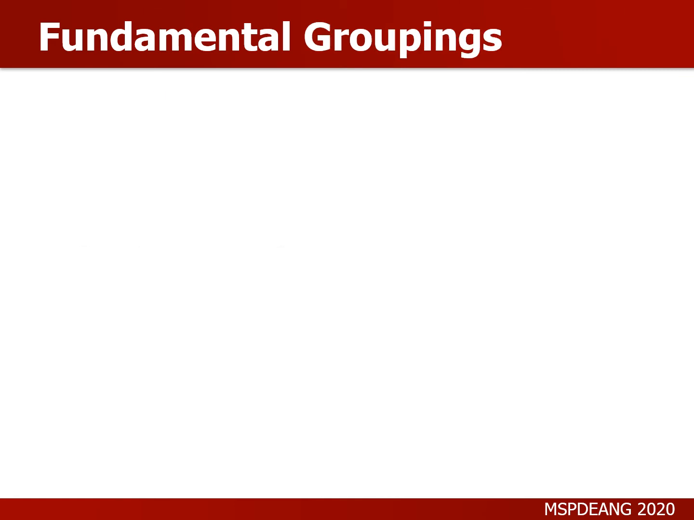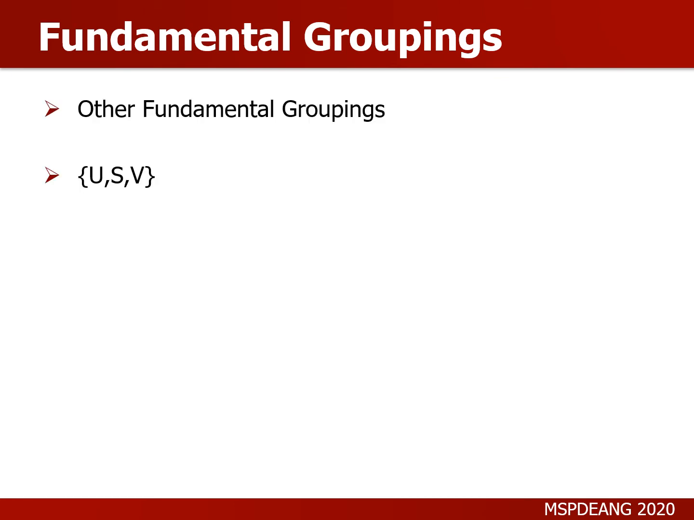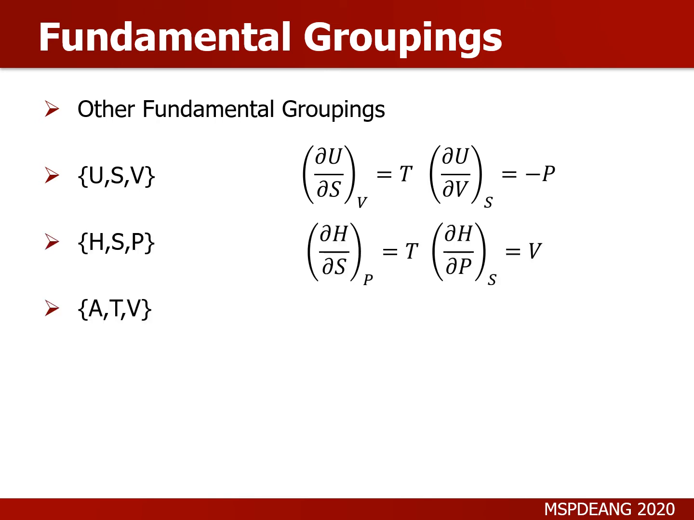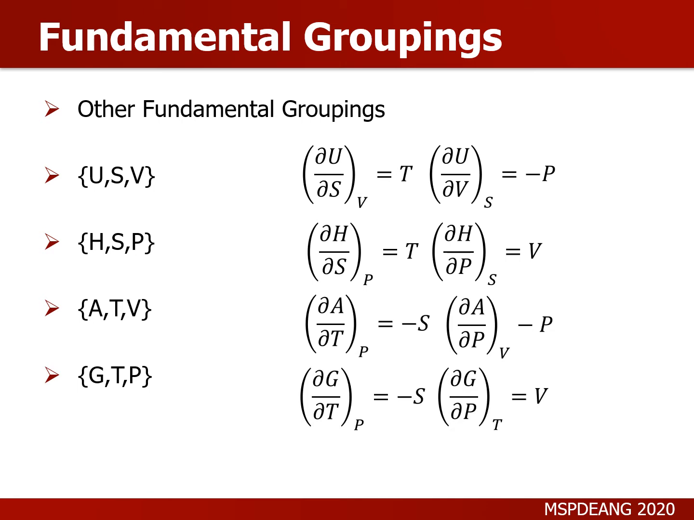In fact, you can do the same derivations to obtain the other fundamental groupings for enthalpy, Gibbs free energy, and the Helmholtz free energy. Okay, so for internal energy, U, S, V, ito yung fundamental grouping na meron tayo. Ayan. For enthalpy, H, S, P. For Helmholtz free energy, A, T, V. And for Gibbs free energy, G, T, P. Okay, so how to derive this, please practice this on your own.